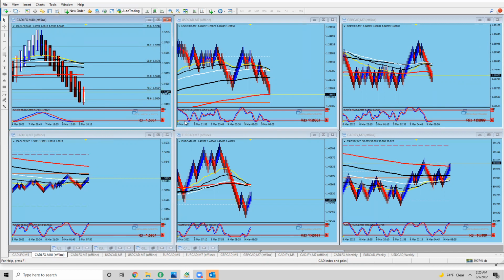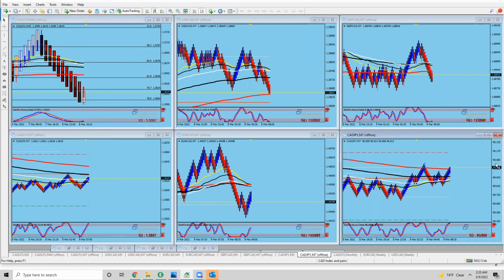At the same time, these three will drop and start giving the short setup. And this will go up and give me the bullish setup. Why? Because in this pair, CAD is on the left-hand side. In these three pairs, CAD is on the right-hand side. When CAD gets strong, these will drop and this will go up. You see that? That's what's happening right now.